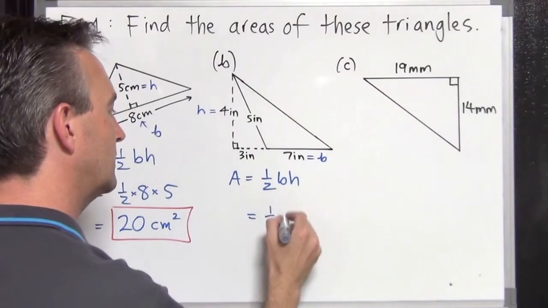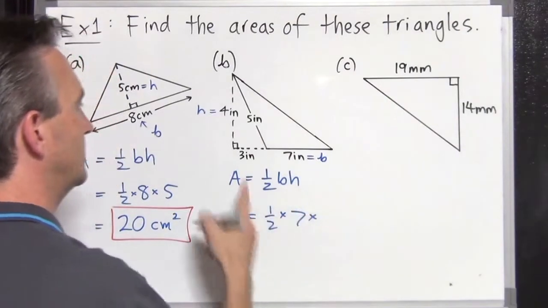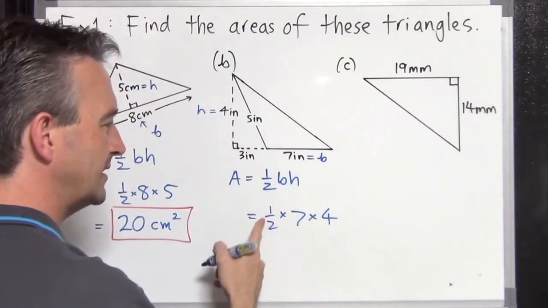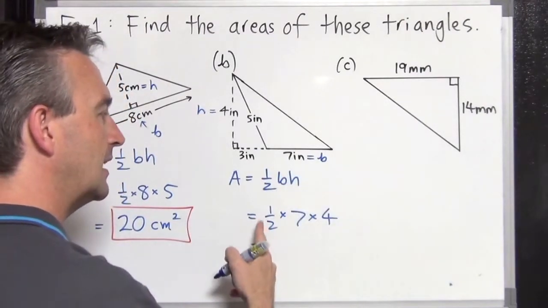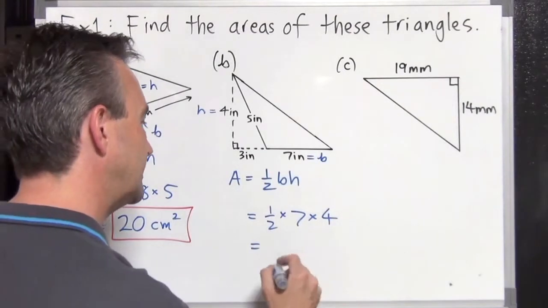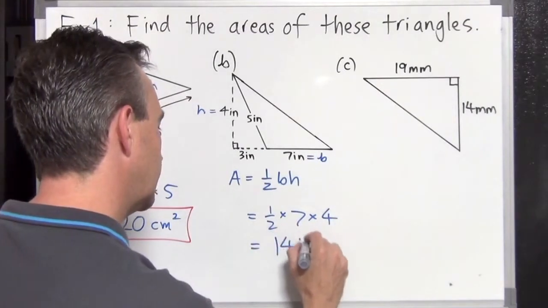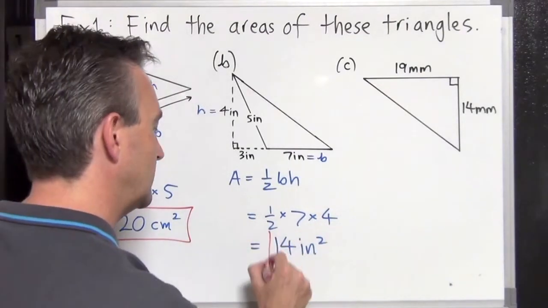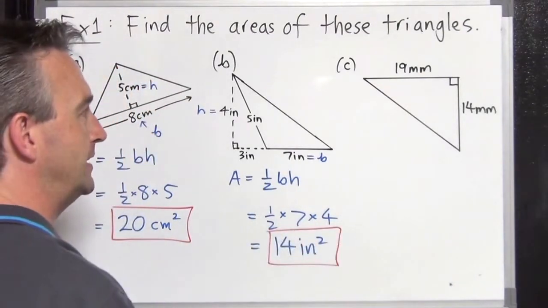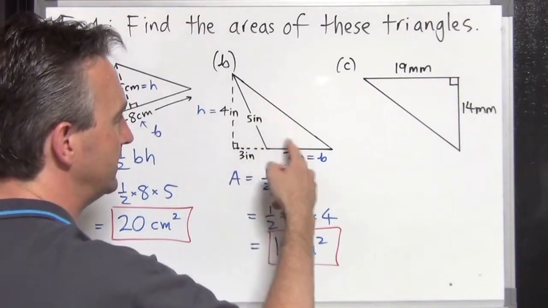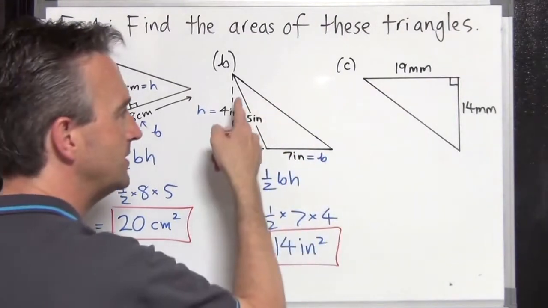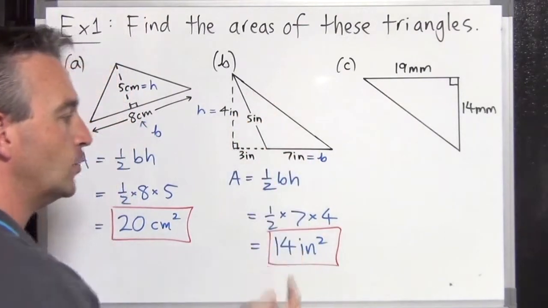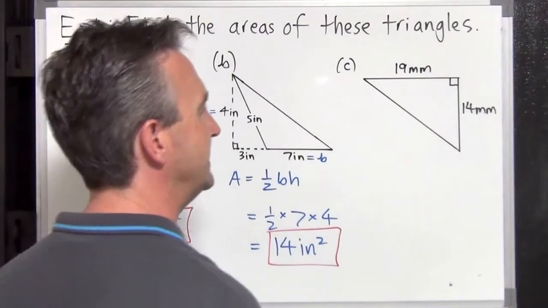So it's going to be a half times 7 times 4. Let's rearrange this. A half times 4 is 2. 2 times 7 is 14. And this is going to be in square inches. So we rearranged the order that we multiplied there. We used the commutative property, didn't we? So the area of this triangle here is 14 square inches. This is not including this area, by the way. That's not the triangle. This part here is the triangle. 14 square inches.